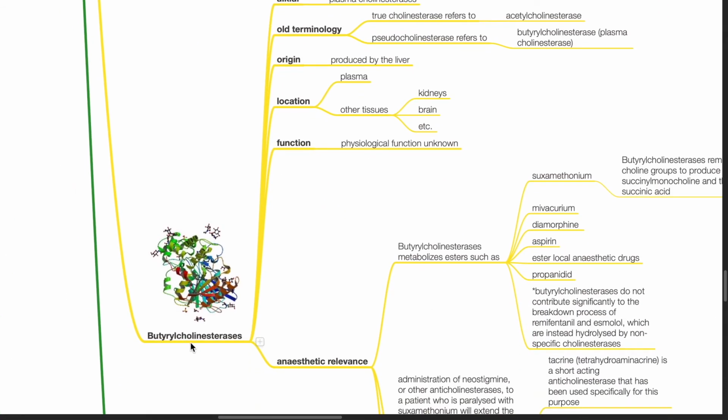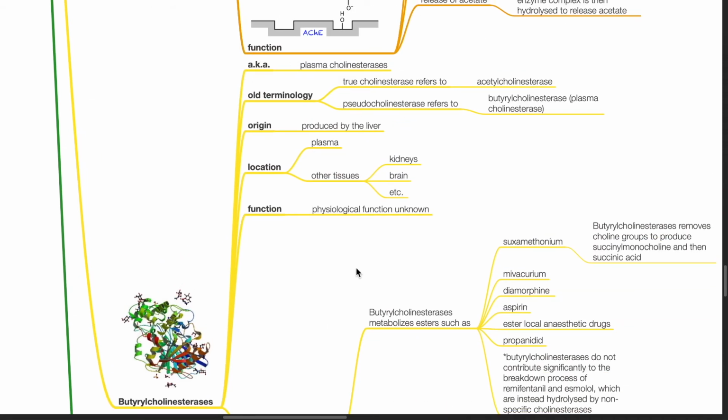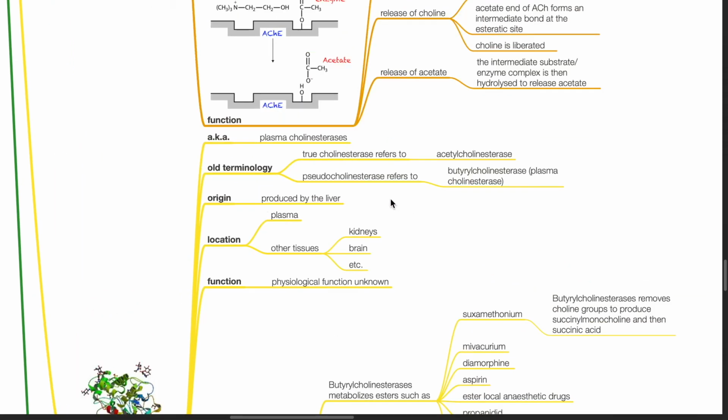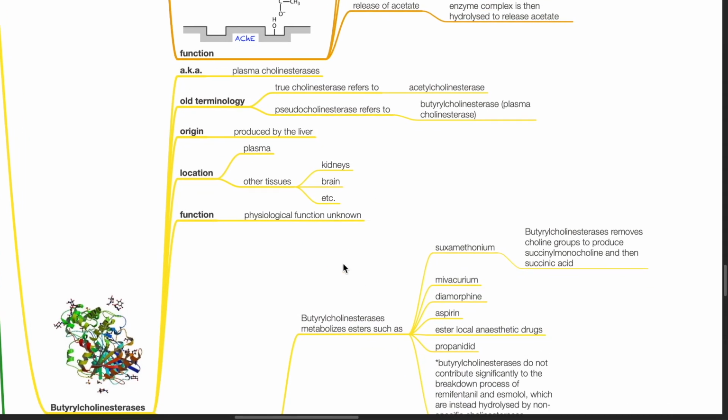Butyrylcholinesterases, also known as plasma cholinesterases. Old terminology. True cholinesterase refers to acetylcholinesterase. Pseudocholinesterase refers to butyrylcholinesterase, also known as plasma cholinesterase. They are produced by the liver and located in the plasma and other tissues such as the kidney and the brain. Physiological function is unknown. Anesthetic relevance.